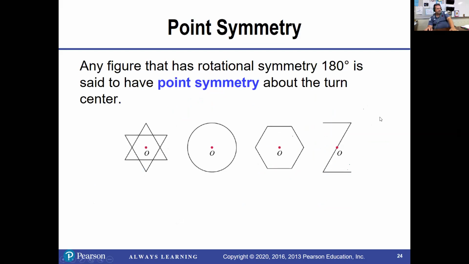All right. Point symmetry has to have a rotation of 180 degrees. So, can I turn it halfway around? Can I turn this halfway around? Yes, it does. Can I turn this one? Yes, it does. Can I turn this one? Yes, it does. Can we do this one? Just one. Okay.